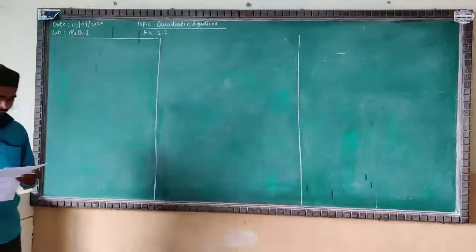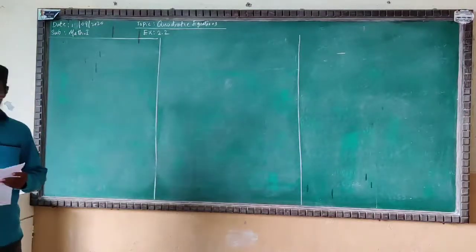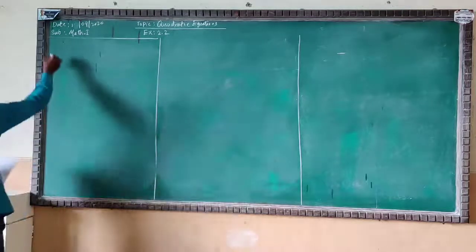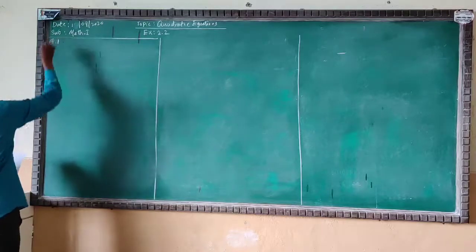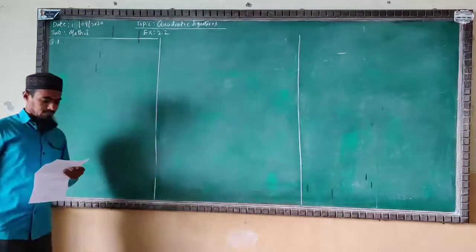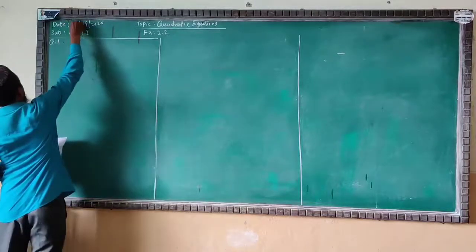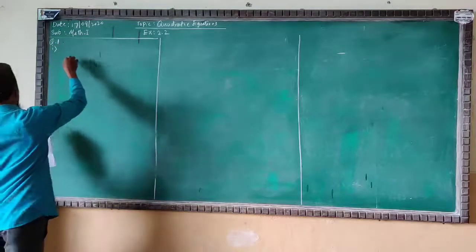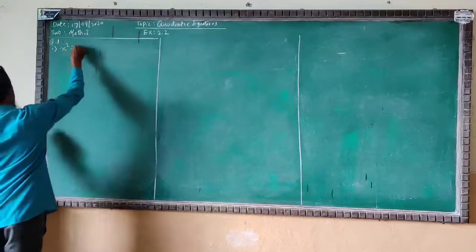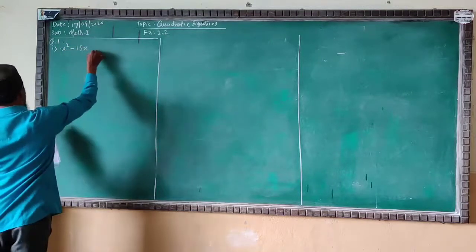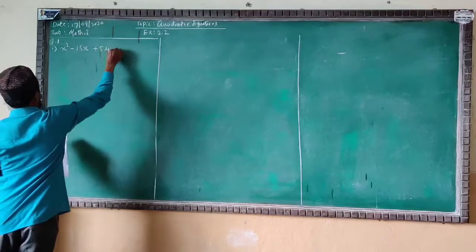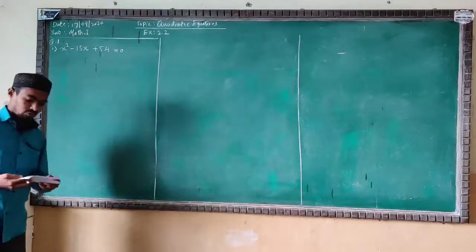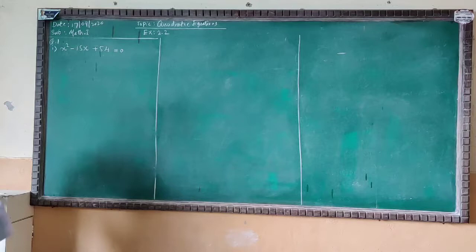See the first question. Solve the following quadratic equation by factorization method. Question number 1: x square minus 15x plus 54 equal to 0.